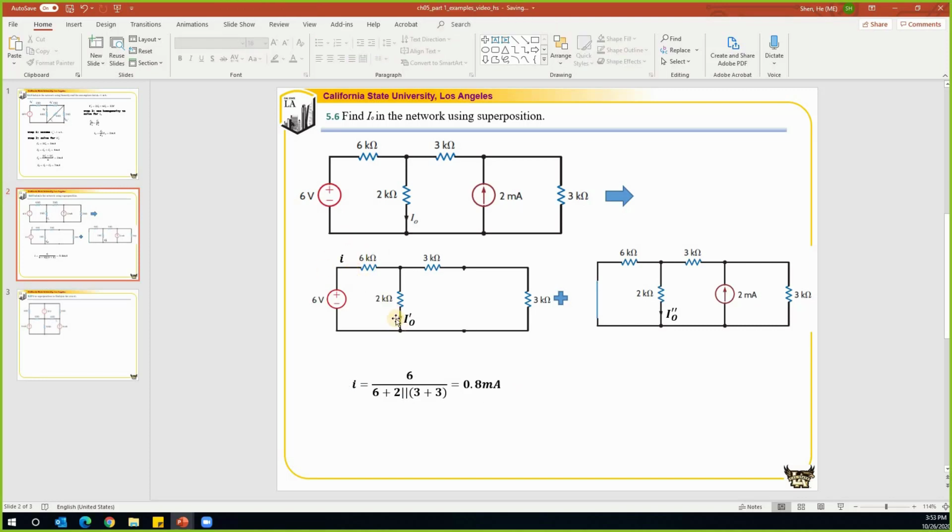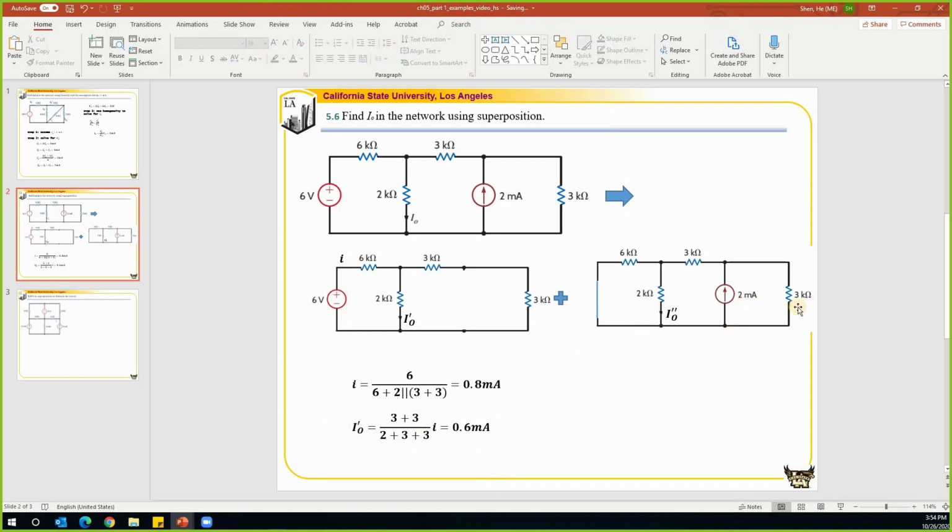So after we get this overall current, we'll be able to find the current IO prime. IO prime is equal to a part of the total current I. The numerator is the resistance of 3 plus 3, and the denominator is the summation of these, so it is 2 plus 3 plus 3. So we find IO prime is equal to 0.6 milliamp. This is how we solve the first part of the circuit.